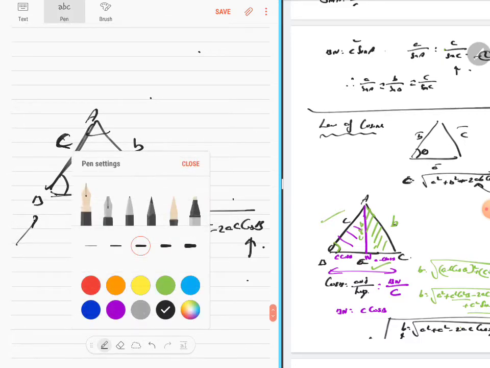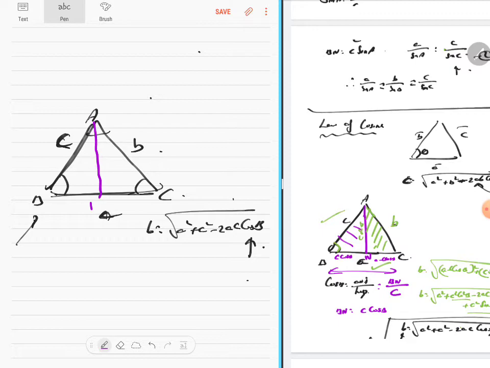So construct an altitude AN and write what is cos B: adjacent BN by hypotenuse, which is C. Therefore BN itself is C cos B. Fill it in here. We got BN, this adjacent side, which is C cos B. You know this whole length is A. So therefore this other part is A minus C cos B.